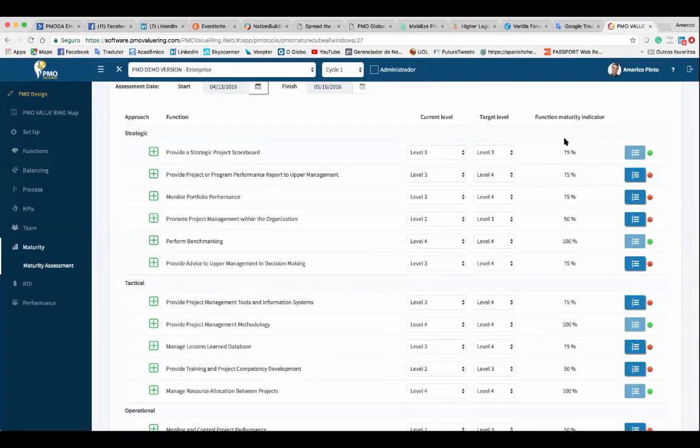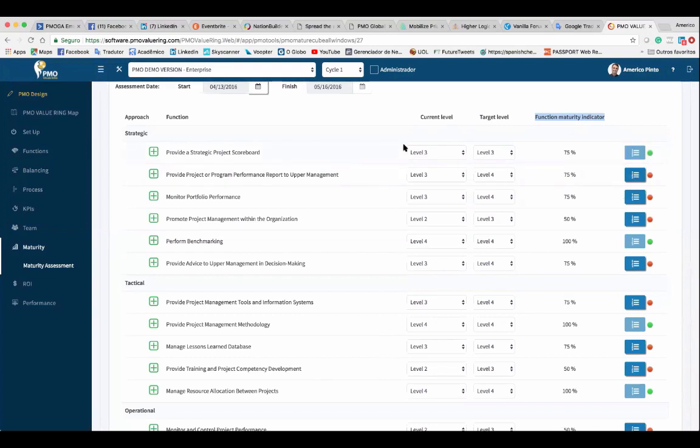So again, this column, functional maturity indicator, will take the current level and divide it by 4, because 4 is the top maturity. The blue button and the green sign will change when you want to improve your maturity. If you are level 1 and want to be level 3, oops, there is a gap. So you will see a red sign and the blue button will be available, okay?